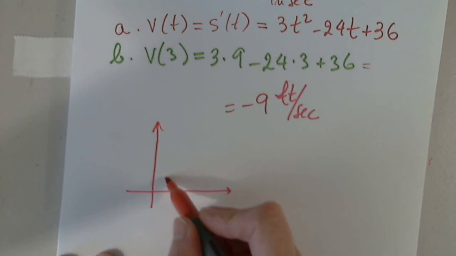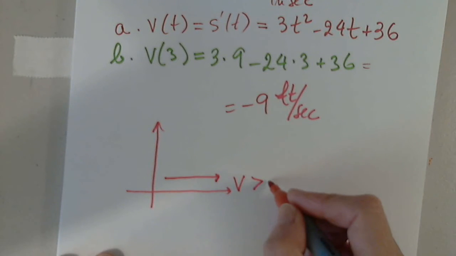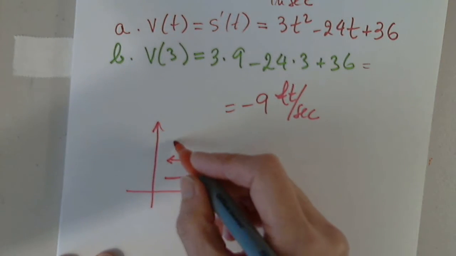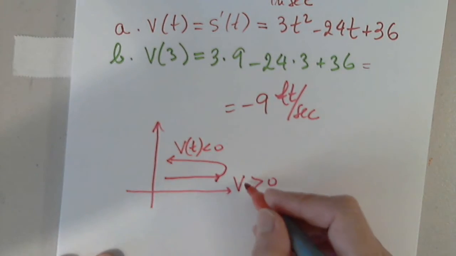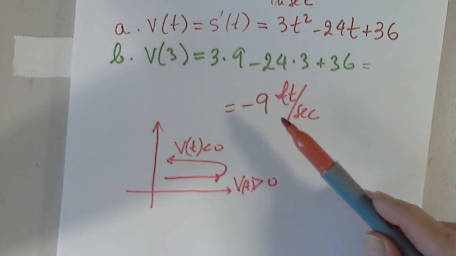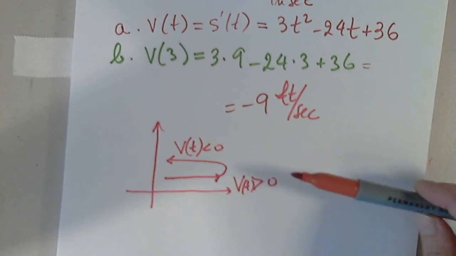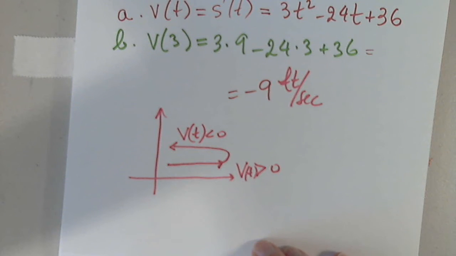So when the particle moves in this direction, we consider the speed to be positive. When the particle is going this way, we consider the speed to be negative, v of t to be negative. So it only says that the particle is coming back, is not moving away from where it started, but it's coming back towards the point of origin, if you want.